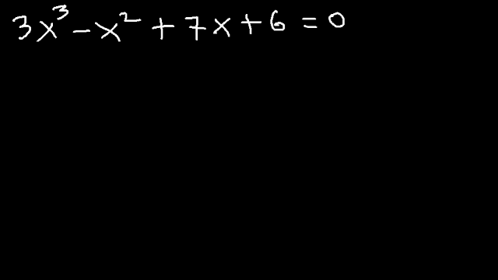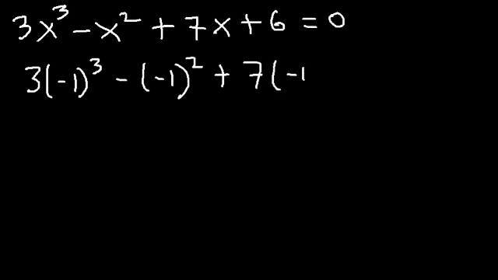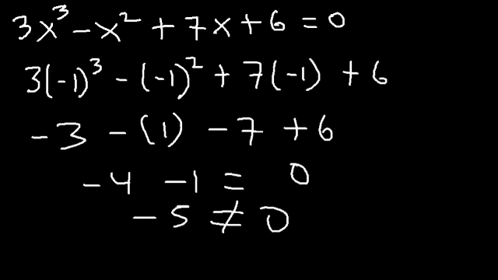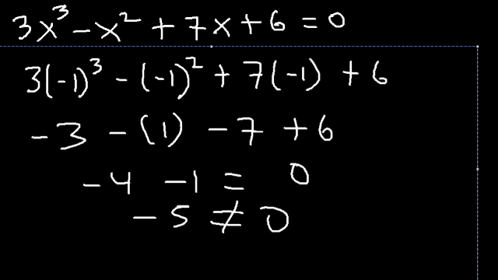Let's try negative 1. Negative 1 to the third power is negative 1 times 3. That's negative 3. Negative 1 squared is positive 1, and 7 times negative 1 is negative 7. Negative 3 minus 1 is negative 4. Negative 7 plus 6 is negative 1. And negative 5 does not equal 0. So negative 1 is not a solution.